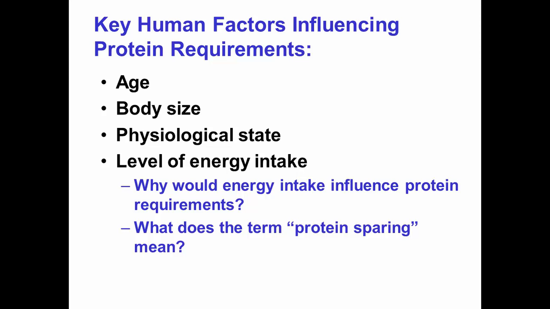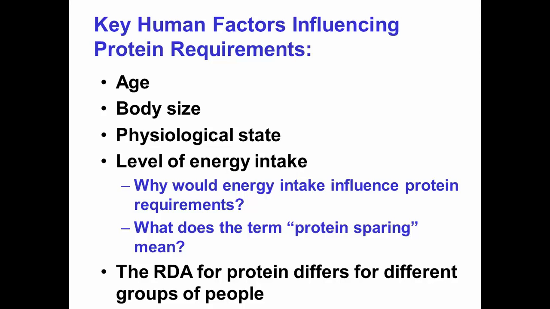And then the last point is the DRI for protein differs for different groups of people. We said 0.8 grams per kilogram is for adults, and that's the main one you should keep in mind. Incidentally, what do you think about that? If I said, tomorrow I want you to eat just 0.8 grams per kilogram protein in the context of a diet, how do you think that would feel?